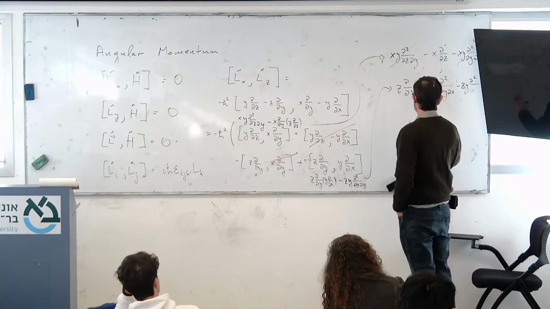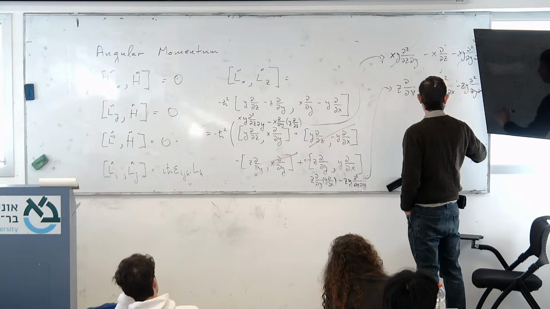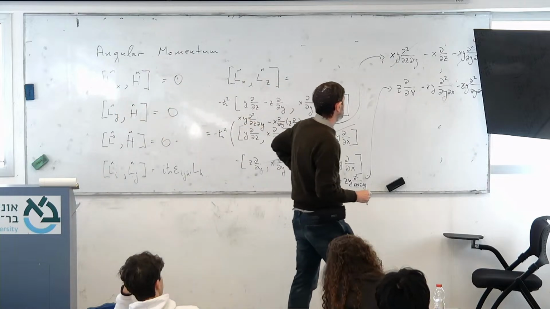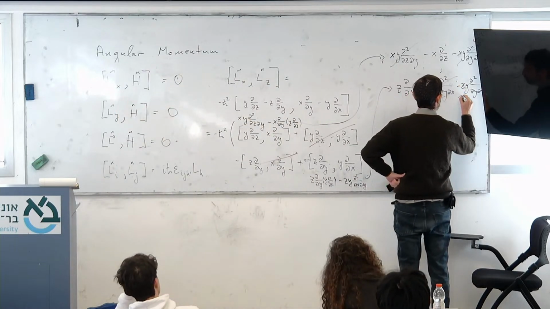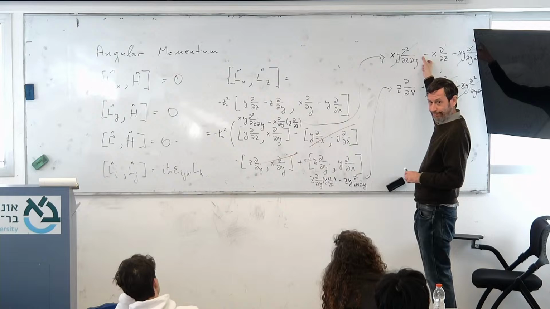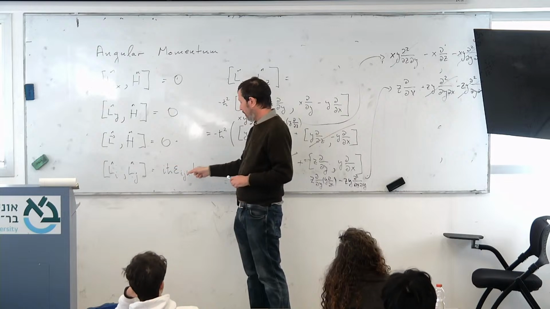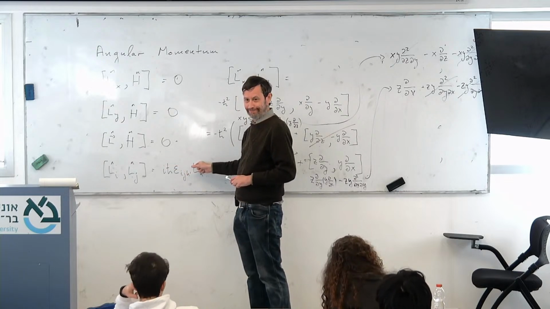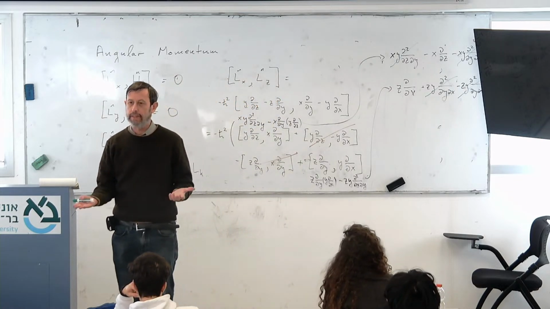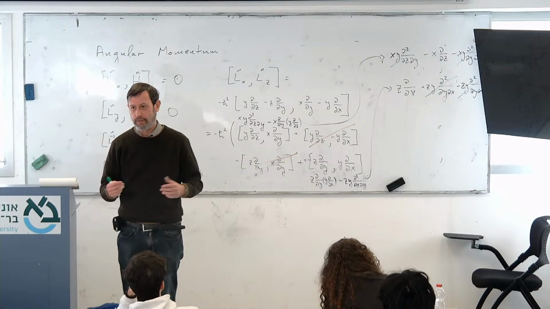So again, combine these two up to iħ, it's just Lz. So the commutation relation between x and z is Ly times iħ, unless I made a mistake with some numbers.